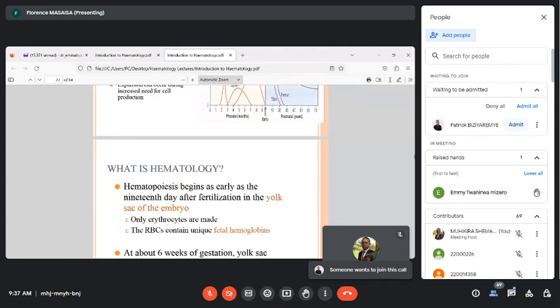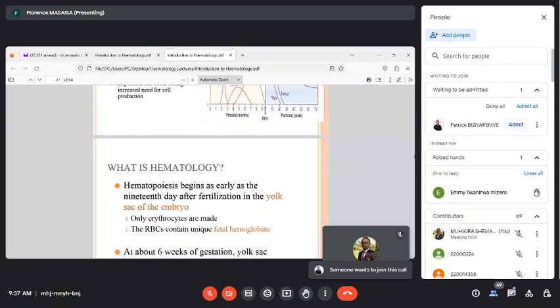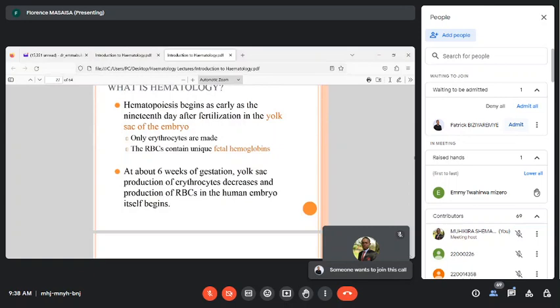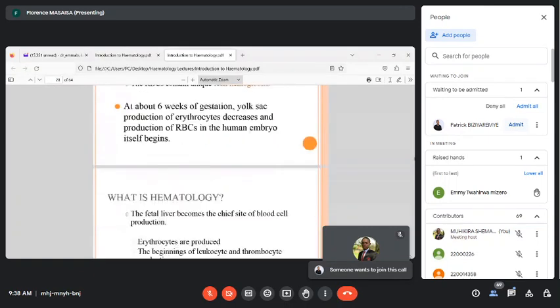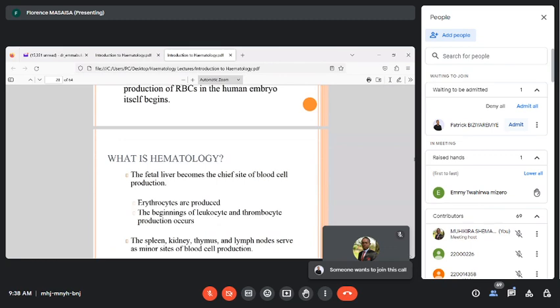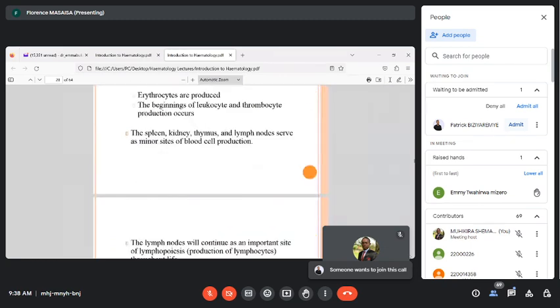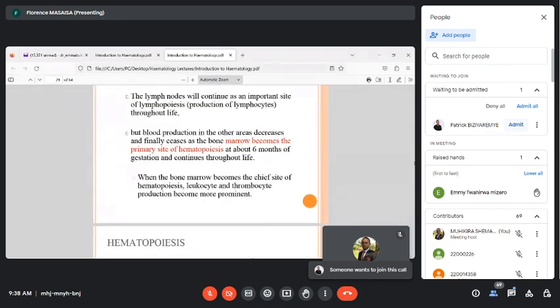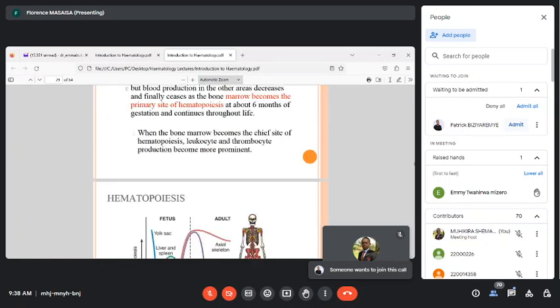So we have talked about it: from the 19th day, that's how it starts in the yolk sac. Then it's mostly the erythrocytes which are produced, and the rest will come up later. Then the fetal liver, after that period, will be the site of production. Then the liver, the thymus, and the lymph nodes will serve for monocytes. As we said, after around 4 to 6 months, that's when the bone marrow takes over until adult age.